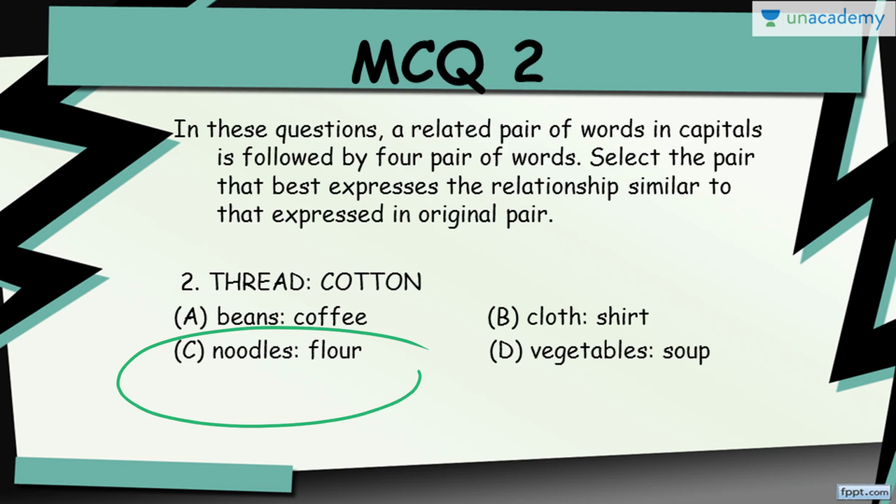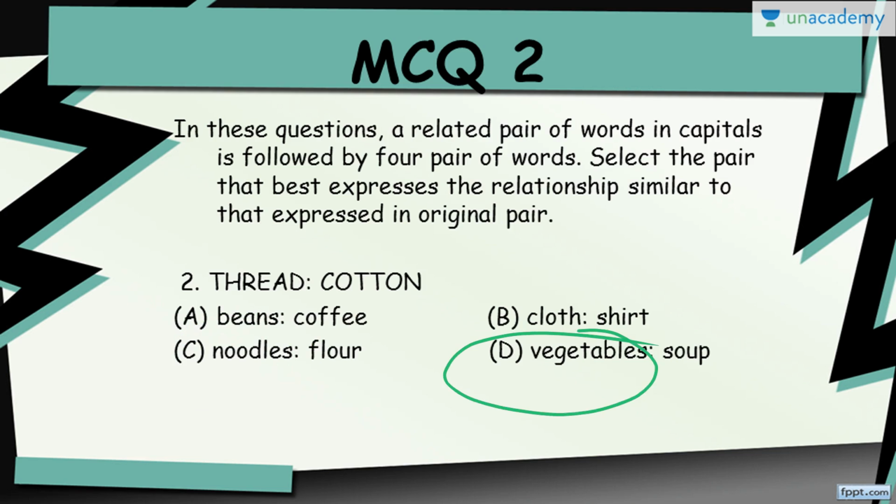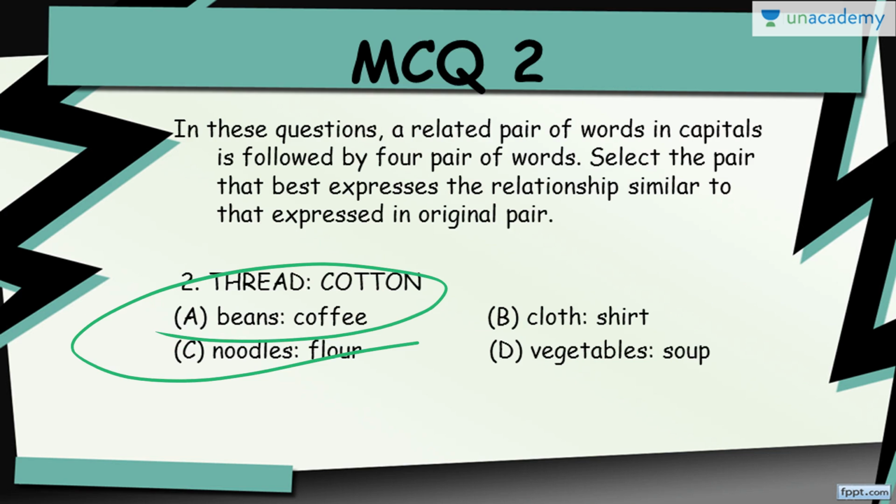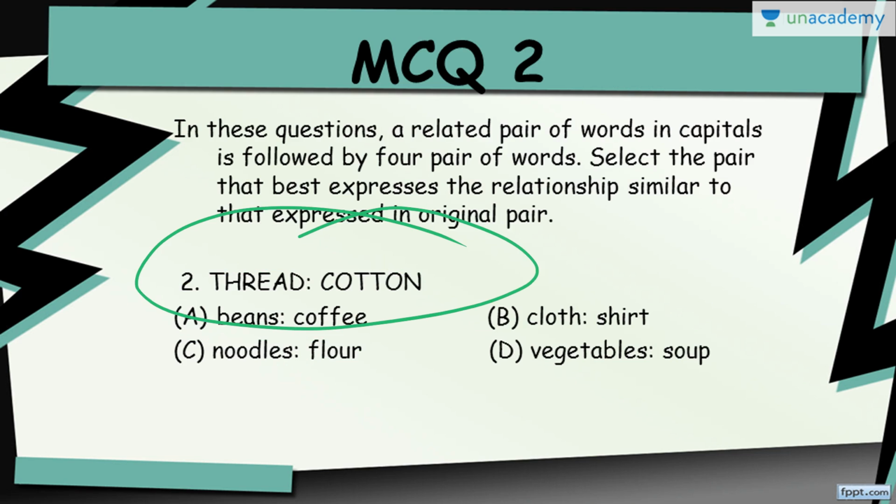And this is again the inverse of what happened in this case. Noodles is not the raw material. Noodles are made from flour, but noodles are not the entire thing which makes up the flour. And then we have vegetables are to soup. This is again wrong because soup is made up of more things apart from vegetables. So the correct answer is beans are to coffee. This coffee powder is actually made from the beans. And therefore, in the same way, threads are actually made from cotton.